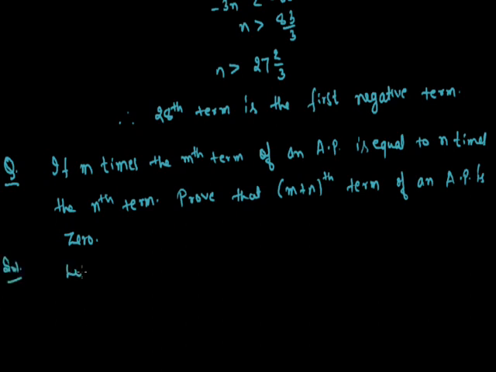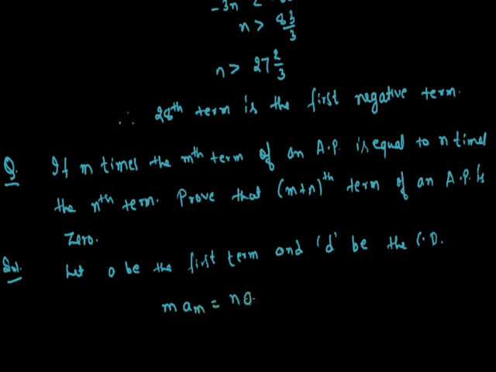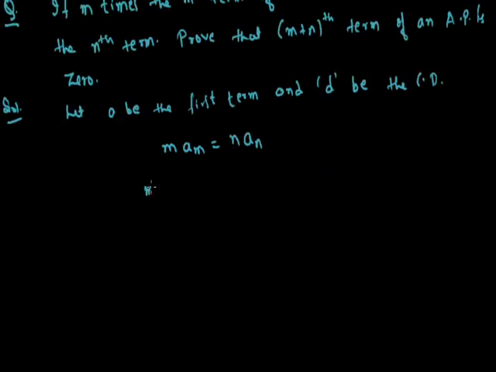Let a be the first term and d be the common difference. Then it is given m times the mth term of an AP is equal to n times the nth term. Now m multiplied by am can be written as m multiplied by a plus m minus 1 multiplied by d. This is equal to n multiplied by a plus n minus 1 multiplied by d.